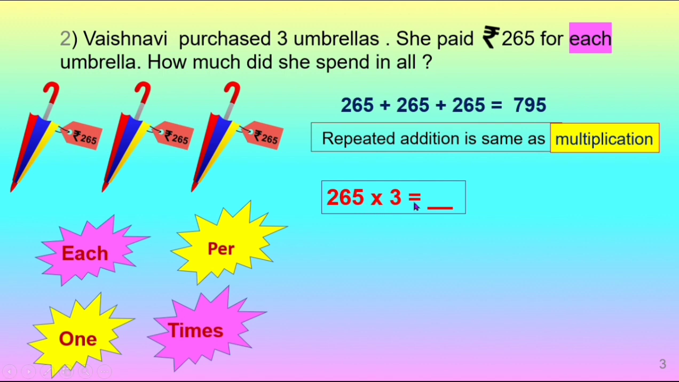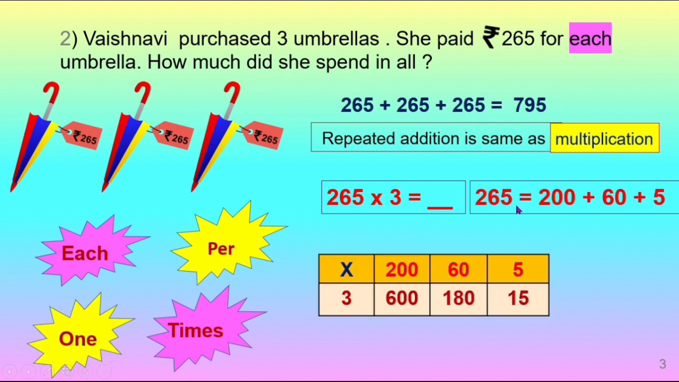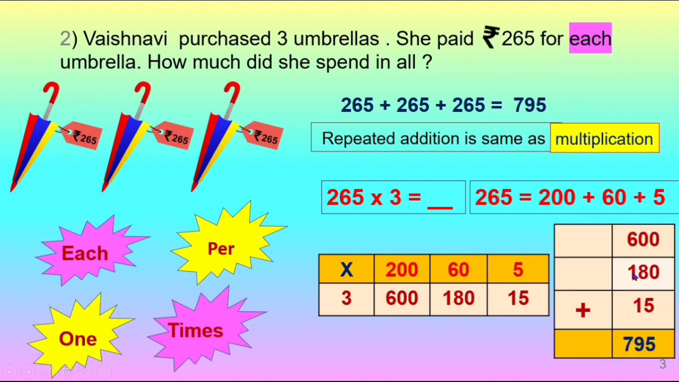265 multiplied by 3, lattice method. 265 is written as 200 plus 60 plus 5. You arrange it, multiply by 3. 3 200s are 600, 3 60s are 180, 3 5s are 15. You arrange, you add them, you get the answer 795. Answer: Vaishnavi spent rupees 795 in all. So children, always remember to visualize. That will make you understand the sum better.